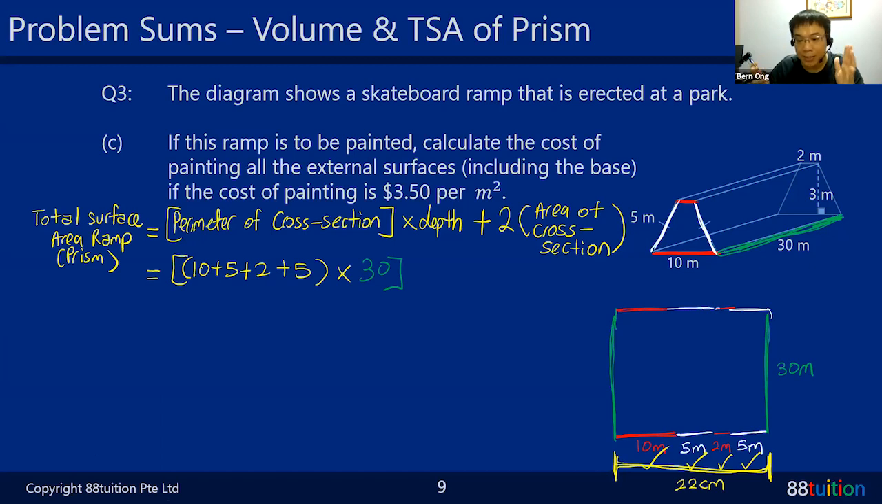That will give you the what? That will give you all the faces of the trapezium. That will give you the top, the slanting part, the bottom part, and the slanting part again. It will give you the 4 faces of the trapezium.